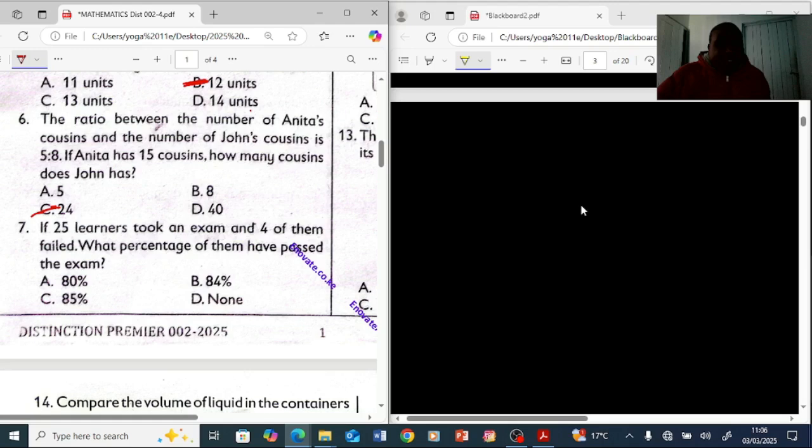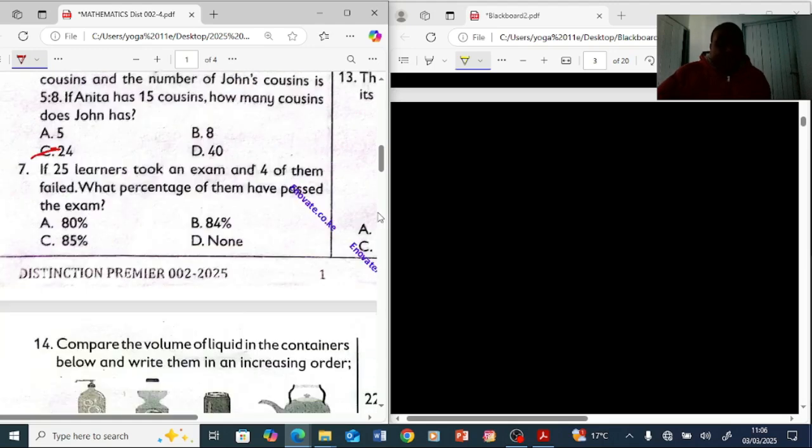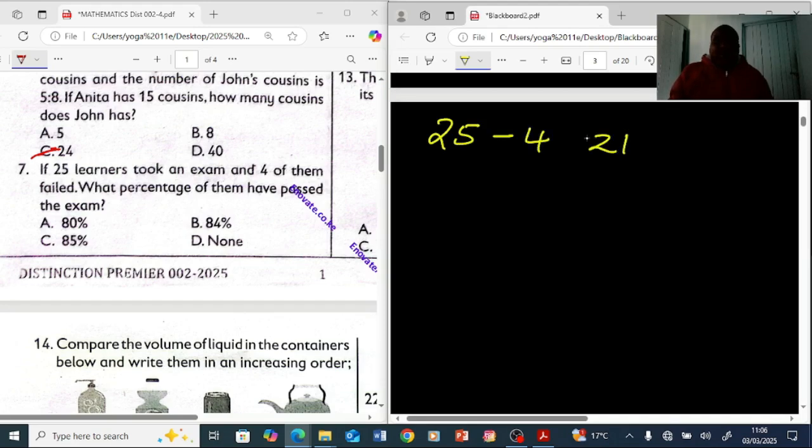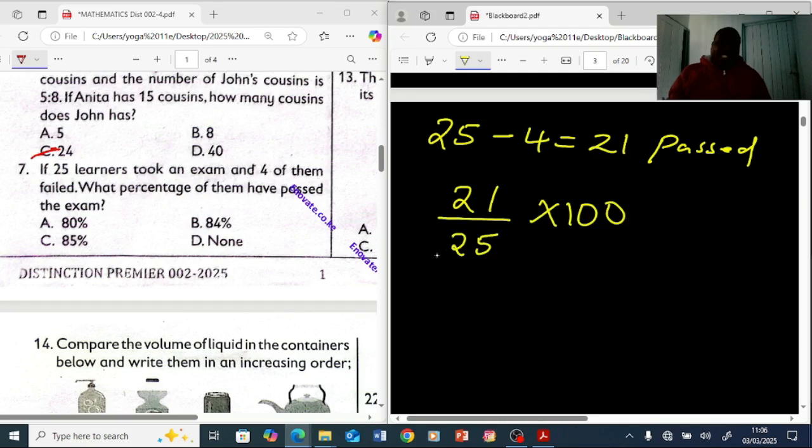If 25 learners took an exam and 4 of them failed, what percentage of them had passed the exam? So 25 learners did an exam minus those that failed, 4. So 21 learners passed the exam. What percentage of them passed? So percentage, it is 21 over the original 25 times 100 to change it to percentage. 25 into 25 is 1, 25 into 100 is 4. So 21 times 4. That is 84%.